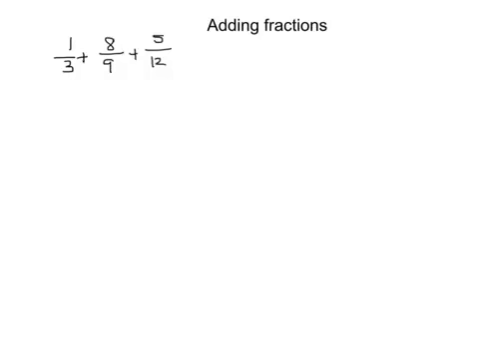Alright, I want to add these three fractions. If you have not watched my video on finding least common denominators, you might go watch that first so this makes sense to you. The first thing I'm going to do is what's called a prime factor tree, where I take each one of these denominators and write them as their prime factors.